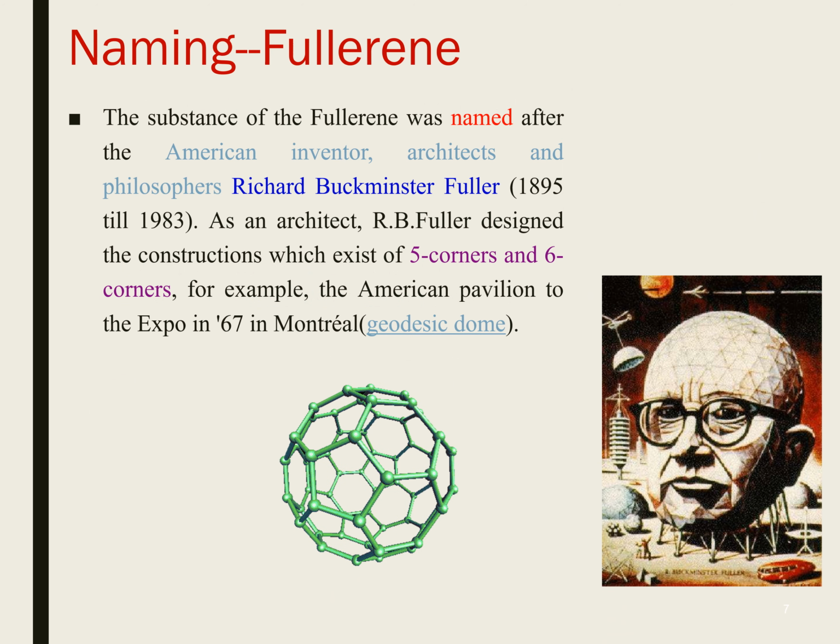Naming of fullerenes. The substance fullerene was named after the American inventor, architect, and philosopher Richard Buckminster Fuller (1895 to 1983). As an architect, Buckminster Fuller designed constructions which consist of 5 corners and 6 corners. Fullerenes are also similar in structure to graphite, which is composed of stacked graphene sheets of linked hexagonal rings, but they may also contain pentagonal or sometimes heptagonal rings.